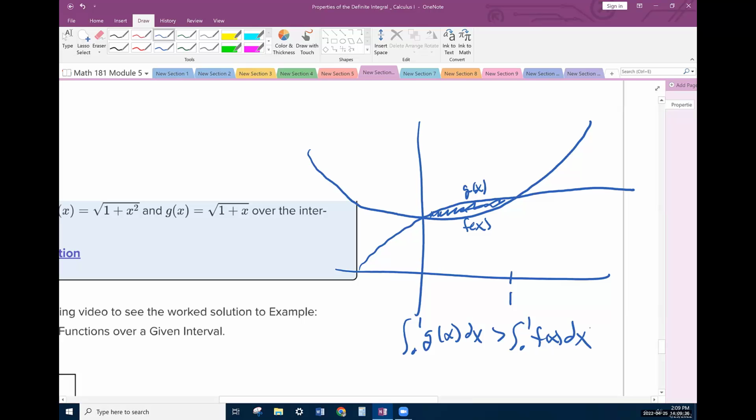So, where would it be bigger? And when you graph it out, you can see, and if you're using Desmos, you can click on that intersection point and it'll give it to you.